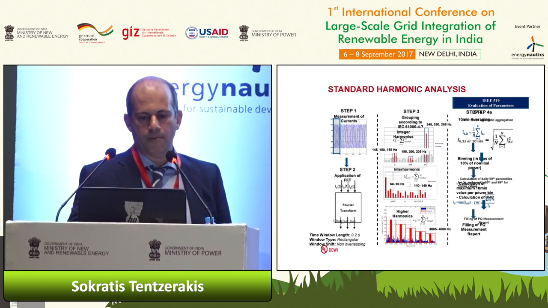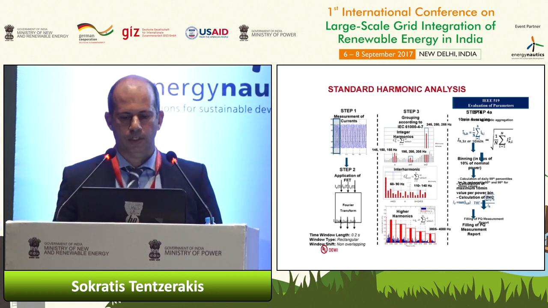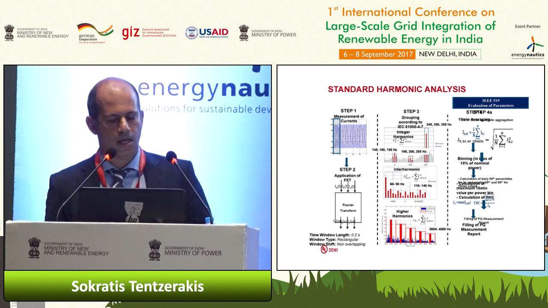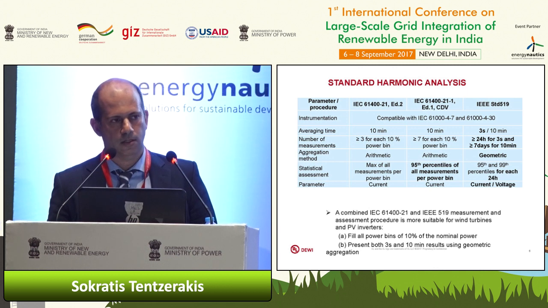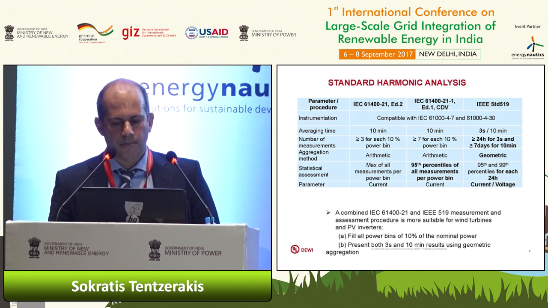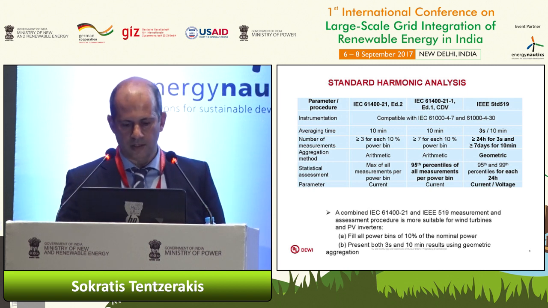In brief, this table summarizes the difference between the IEC 21 and the IEEE 519 standard, including also the new changes in the CDV draft of IEC. The main difference is the 3 seconds value, as I said. The IEEE requires at least 1 week of measurements, and finally the 95th percentile of the measured harmonic should be presented both in current and voltage.